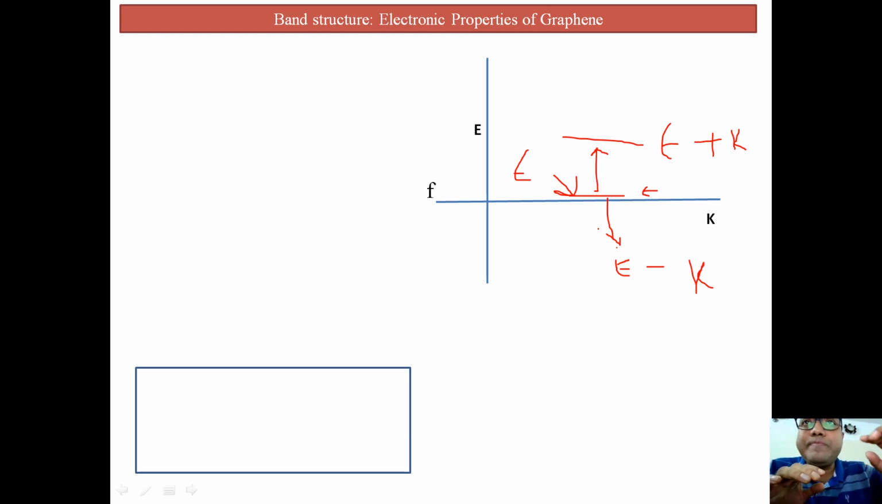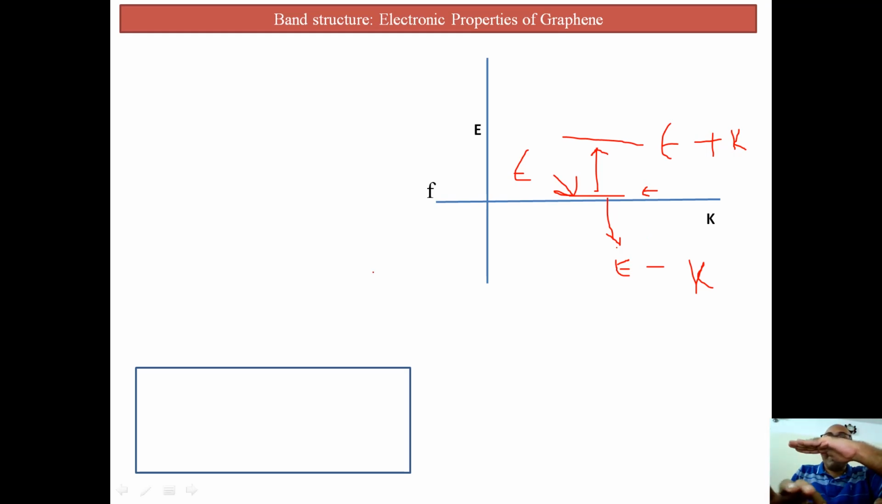Why? Because look at that scenario. When we form the band diagram, you know that there is an upper energy state and there is a lower energy state. And the middle is called the intrinsic level, right?